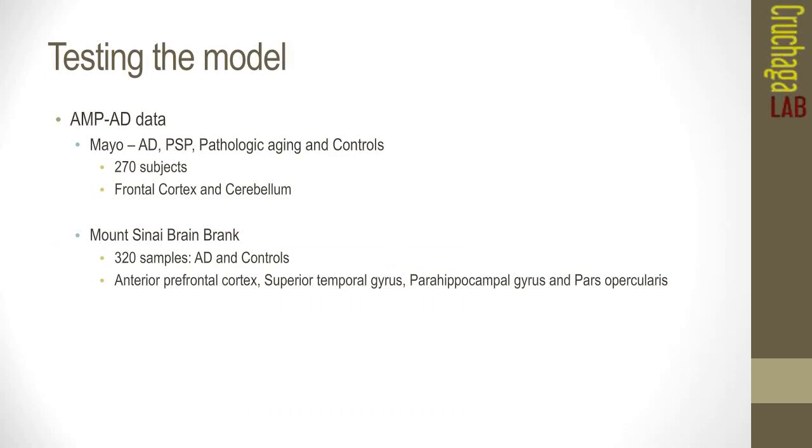So with those results, we are confident to use the deconvolution approach to test this in real data. So we accessed the Accelerating Medicines Partnership for AD data. There are 2 studies; at the time we started this, there were 2 studies. The Mayo Clinic, which includes 270 subjects, where the frontal cortex and the cerebellum had the transcriptome ascertained using RNA-seq, and those include AD subjects, PSP, pathological aging, and controls. And we also accessed the Mount Sinai Brain Bank samples, which include 320 subjects, only AD and controls, and those measured 4 different regions of the cerebral cortex. Those include the anterior prefrontal cortex, the superior temporal gyrus, the parahippocampal gyrus, and the pars opercularis.